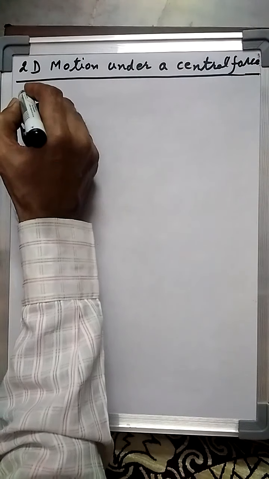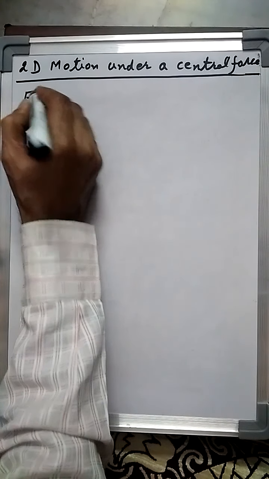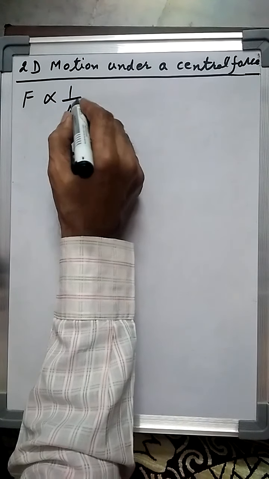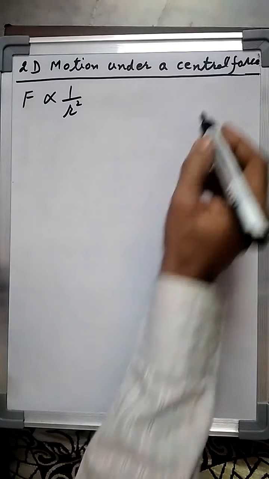In this lecture, I will share some very important points about two-dimensional motion and a central force. First of all, the question is, what is a central force? A central force is that which is inversely proportional to the square of the distance between two bodies.